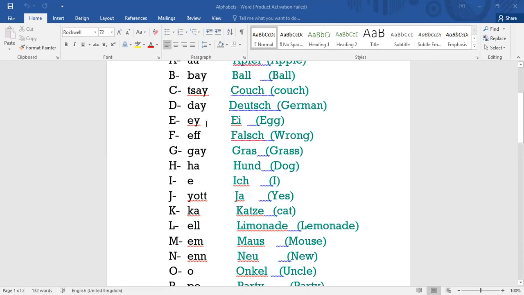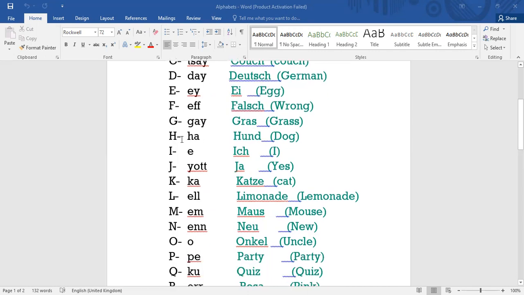E gives a sound of A. This is A. So this is EI, which will be read out as I. So this means egg. F gives a sound of F.